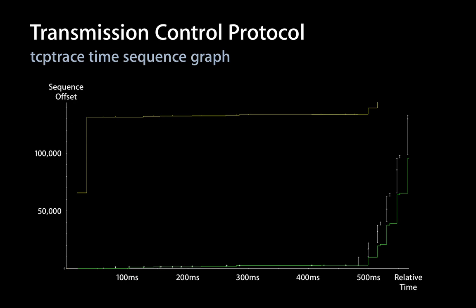This is a tcptrace time sequence graph. I'm going to go over some of the details because we're going to look at two more of these graphs. At the beginning, we have a sequence packet, or a SYN packet. Shortly thereafter, we get our SYN ACK from the server, and we immediately respond with an ACK packet.